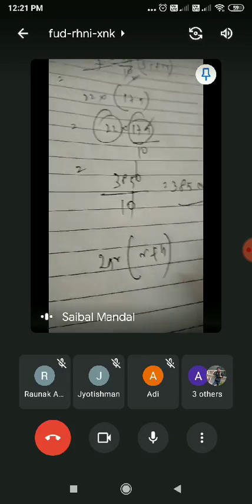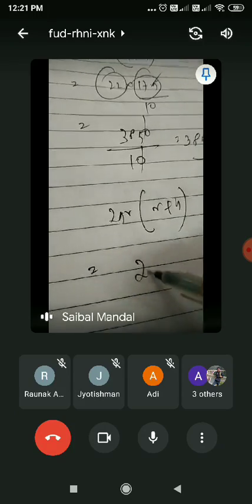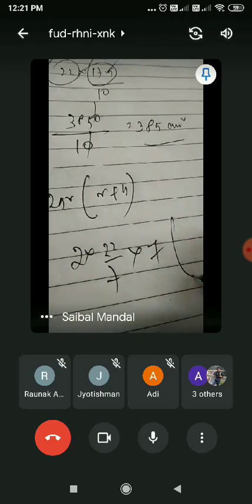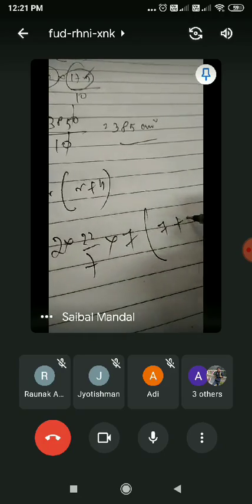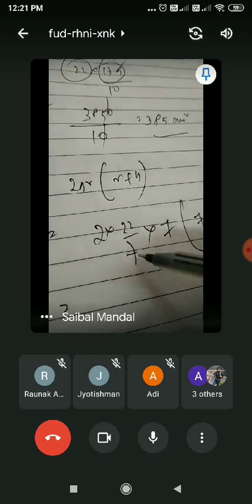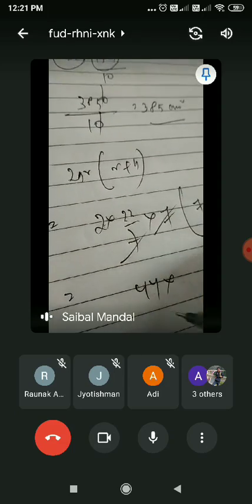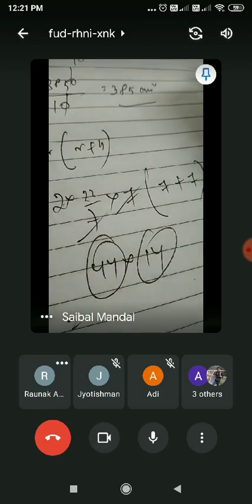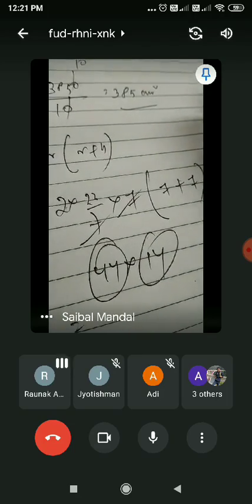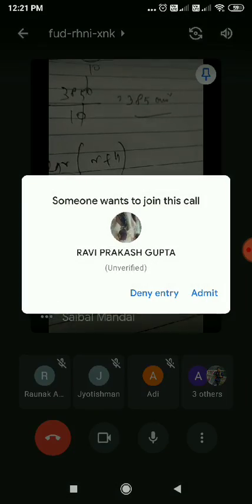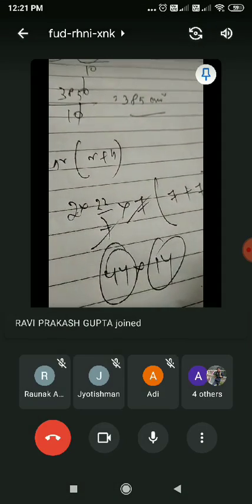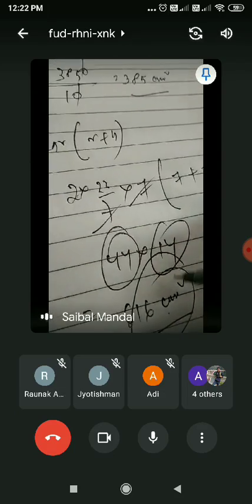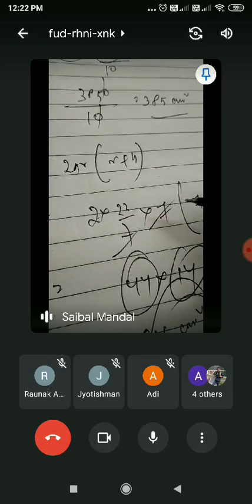Now let's find this. 2 pi means 22 by 7. Radius is 7. R is 7. H is also 7. 7 got cancelled. 2 into 22 is 44 into 7 plus 7 is 14. Please multiply 44 and 14, children. 616. 616 centimeter square.